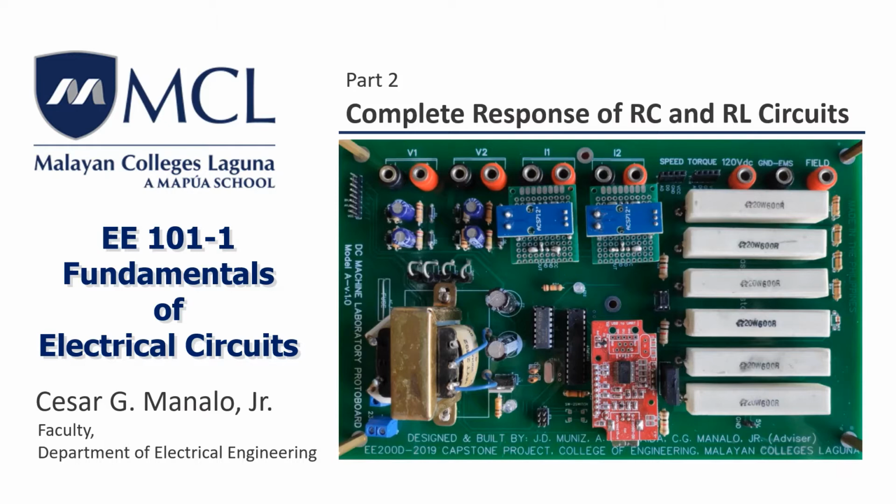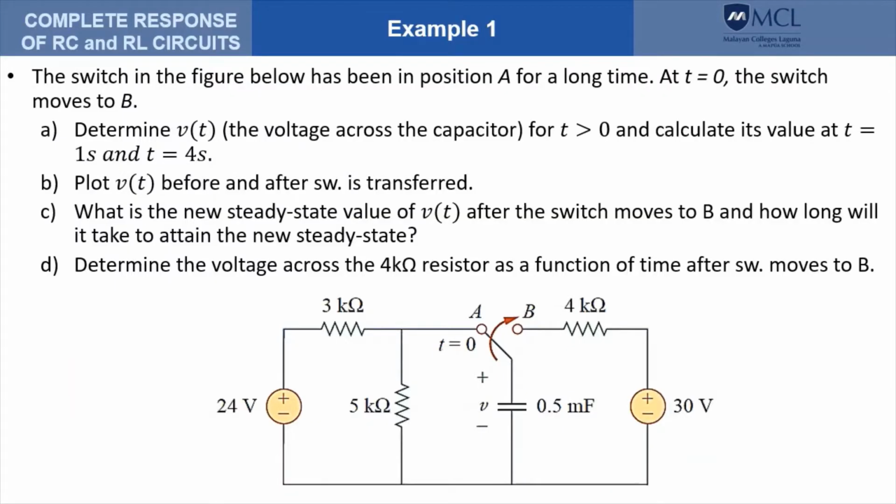In this video, let's work on some examples to illustrate how to determine the complete response of RC and RL circuits. In this example, we have a switch that can select between points A and B. The problem states that the switch has been in position A for a long time, and therefore we can say that the circuit is in a steady state. And then at time t equals 0, that switch transfers to position B.